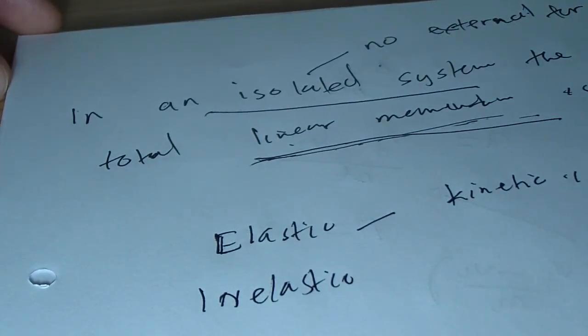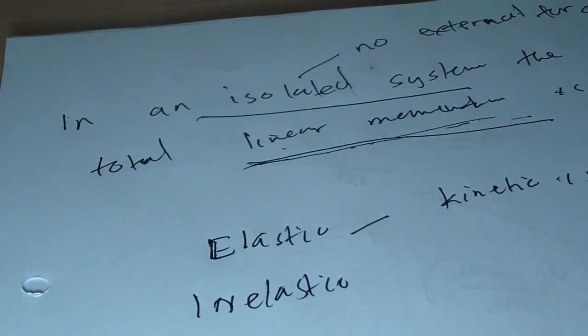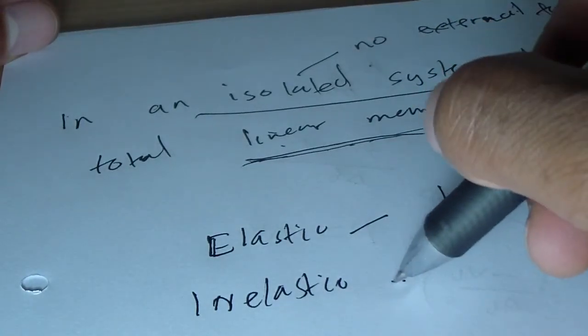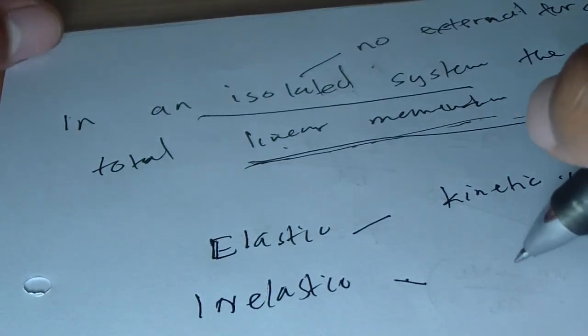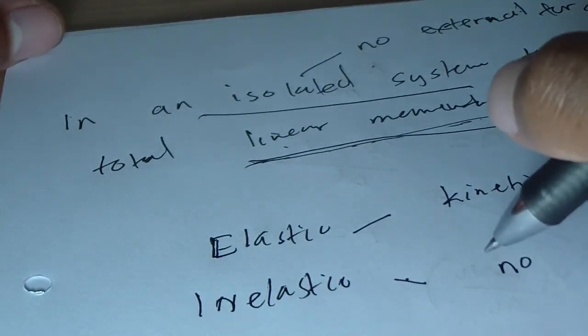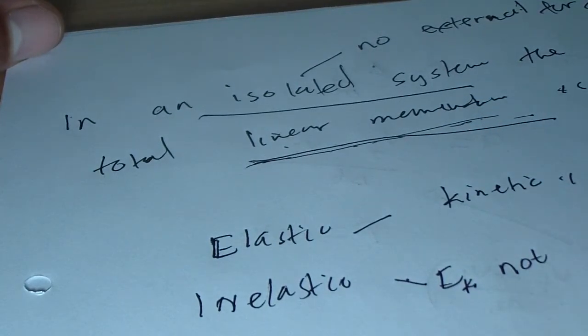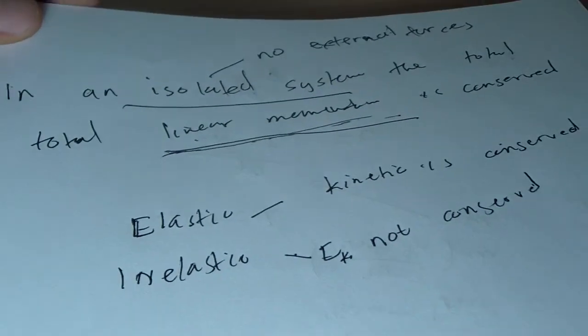Kinetic energy is conserved. By conserved, you simply mean the kinetic energy before the collision occurs is exactly the same as the kinetic energy after the collision has occurred. The same thing occurs with inelastic collisions. In inelastic collisions, kinetic energy, EK, is not conserved. So in these ones, we are not conserving energy. Kinetic energy is not conserved.